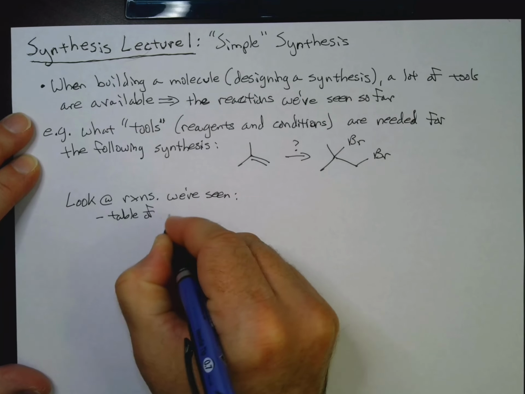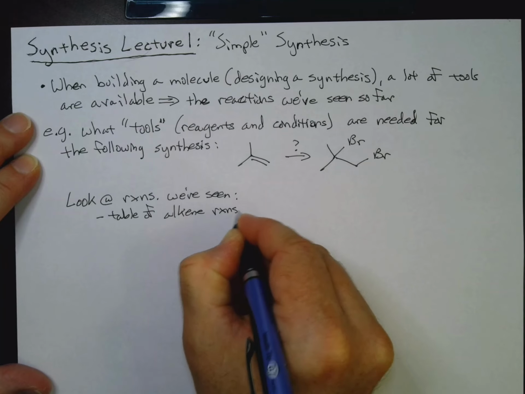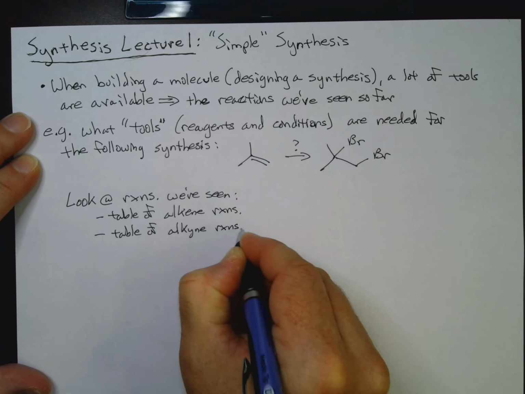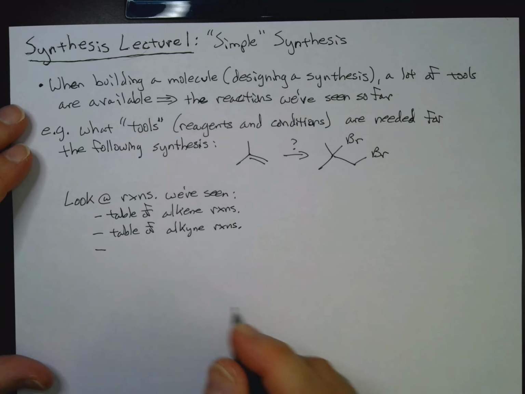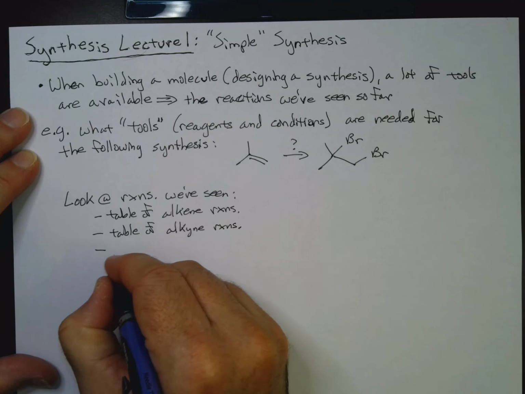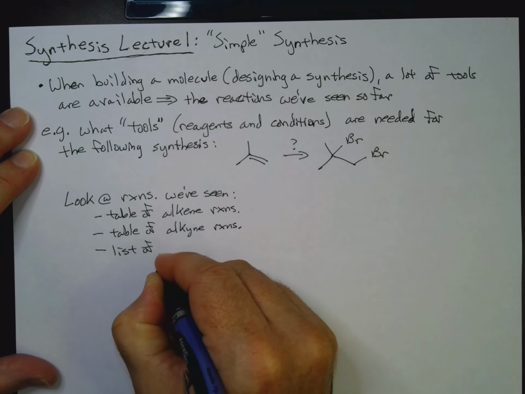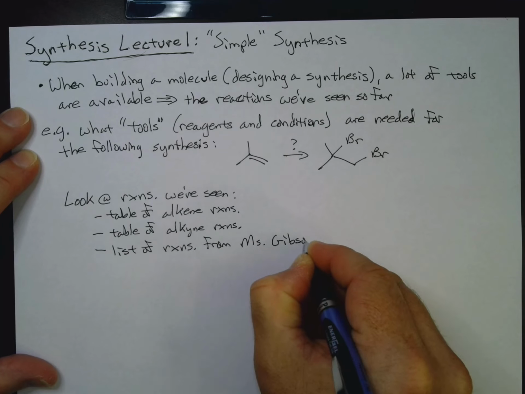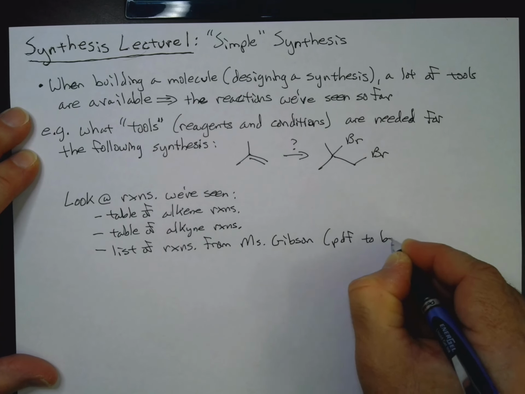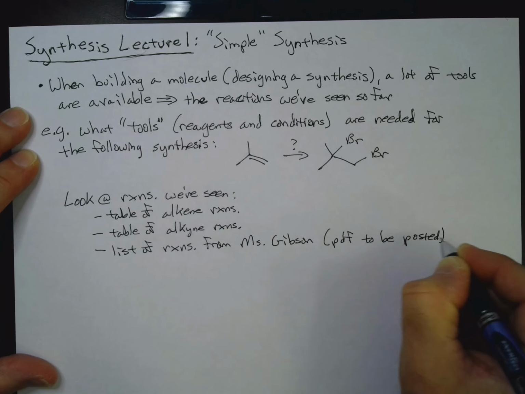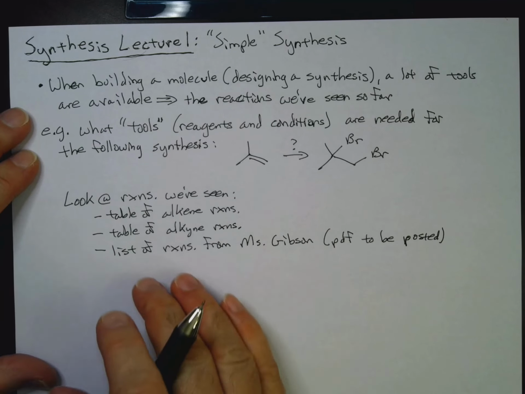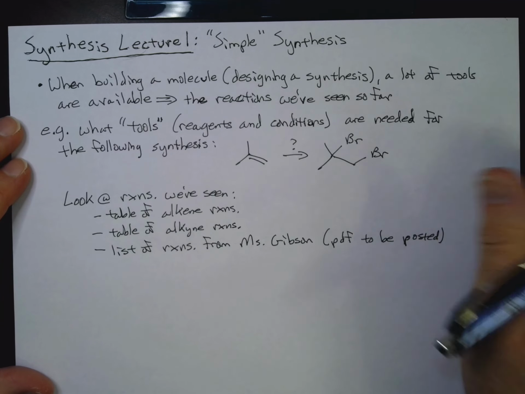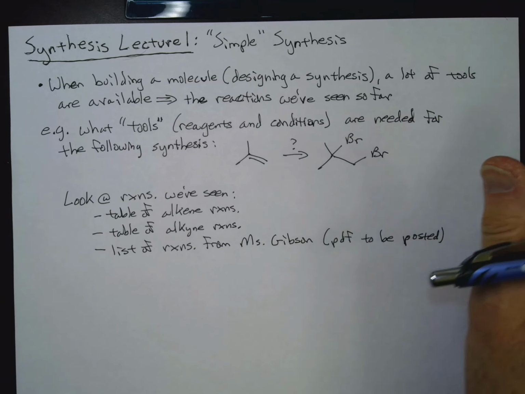Table of alkene reactions, table of alkyne reactions. And then I'm actually going to provide another PDF. So we'll say list of reactions from Ms. Gibson, PDF to be posted. So you can look at that PDF, and it's got basically all the reactions that we have looked at and will look at this semester. And that includes stuff that's in Chapter 17, which we'll be getting to soon.